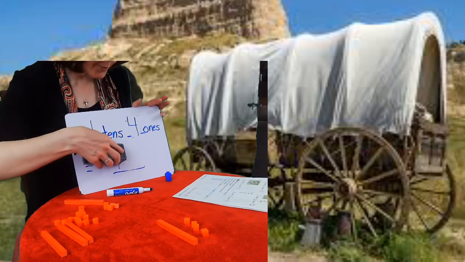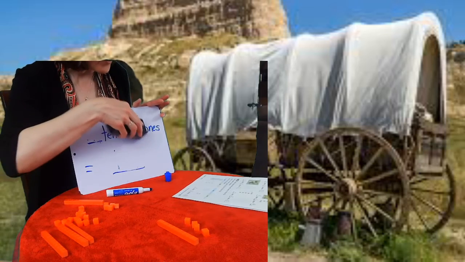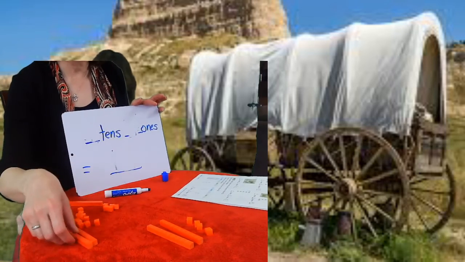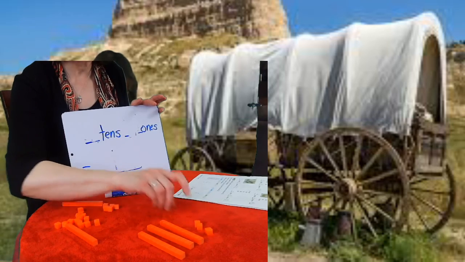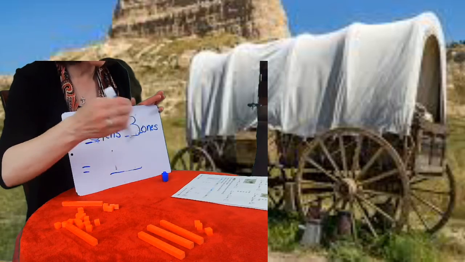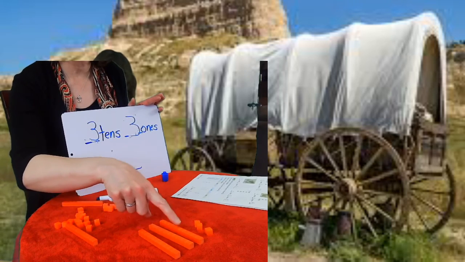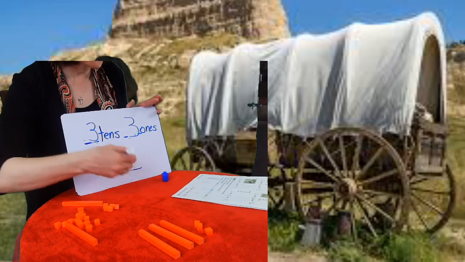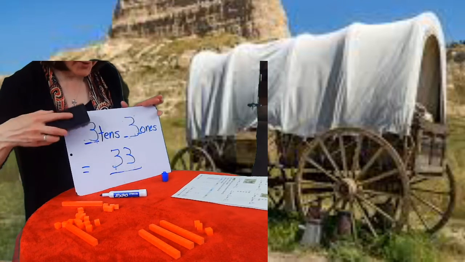Still doing the same format. We're going to start this time with 3 sticks and 3 ones. So we have 3 tens, 3 ones. Let's count it. 10, 20, 30, 31, 32, 33. Our number is 33. Moving on to our next one.